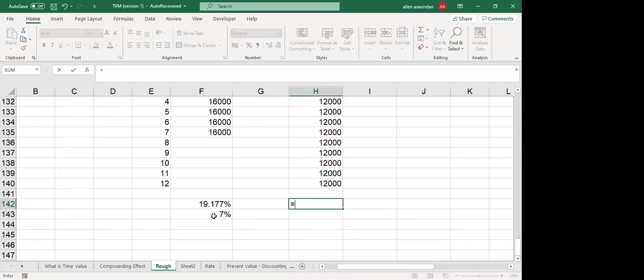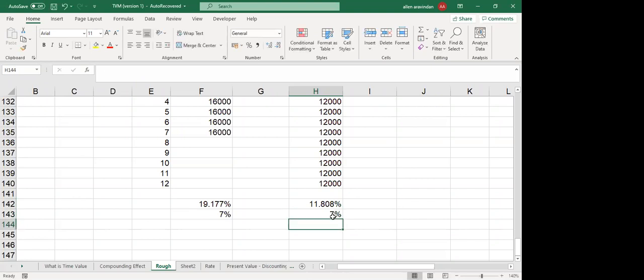If I use the same thing here, NPER is 12, PMT is 12,000. So you get 12,000. You invest the same amount, 75,000, right? Future value is 0. Now type is 0, right? Ending period in case of the second annuity. You get 12%, right? Precisely 11.808. Your money is worth 7%, right?